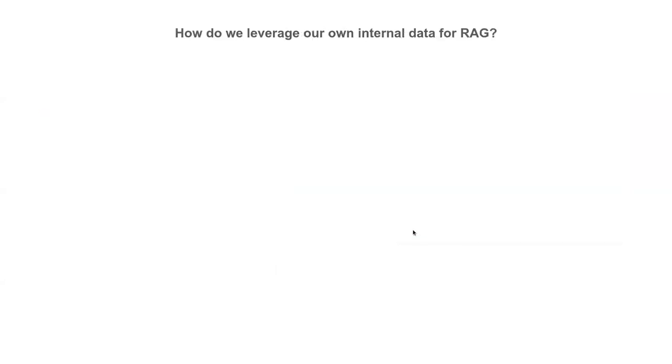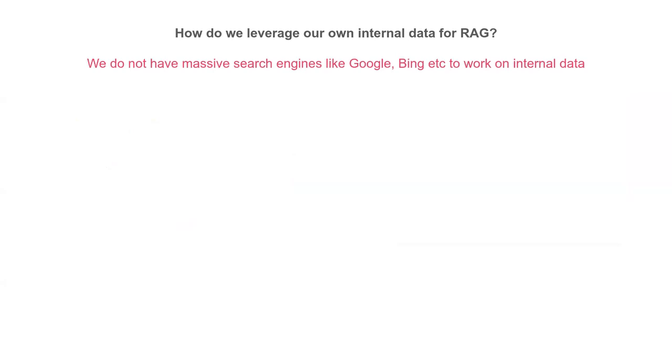So how do we leverage our own internal data? We don't have massive search engines like Google or Bing to work on our internal data, because those are optimized to give results in a much better and faster way, and we don't have anything like that for our internal data. So one way we can do this is using semantic search. For those who do not know semantic search, let me give a brief introduction.